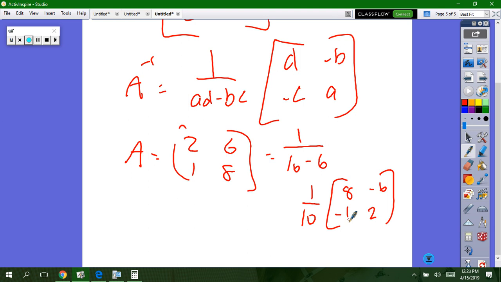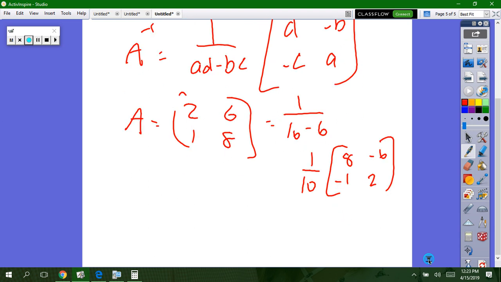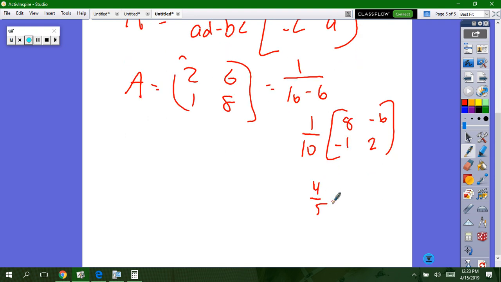Okay, now I'm going to distribute that through. 1/10 times 8, 8/10, which is 4/5. 1/10 times -6, -6/10, which is -3/5. 1/10 times -1, and 1/10 times 2. Did we get the same thing out? Now, me personally, I'd rather do this than the other way. Do you agree?